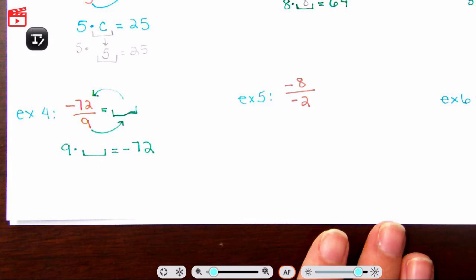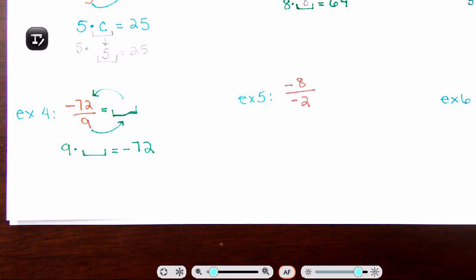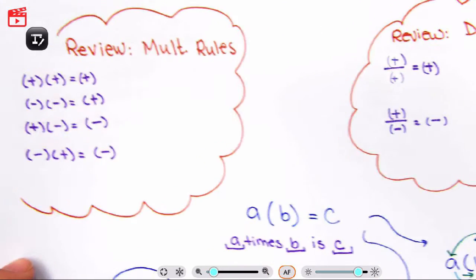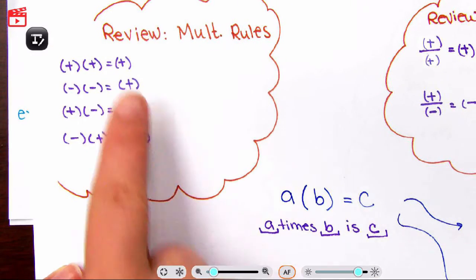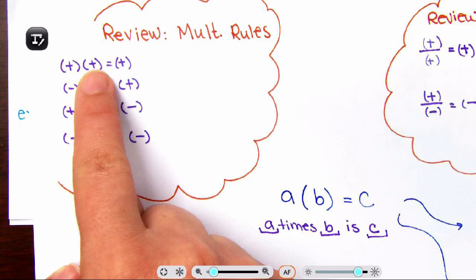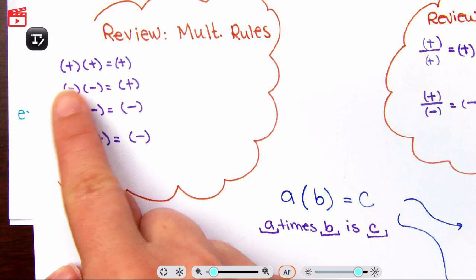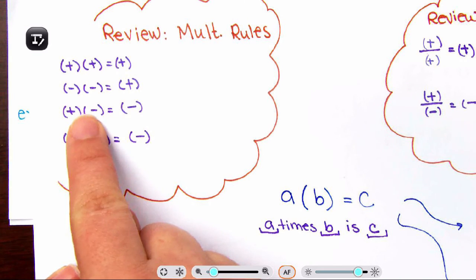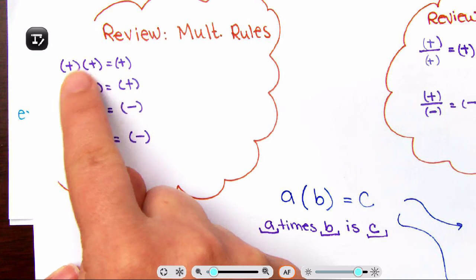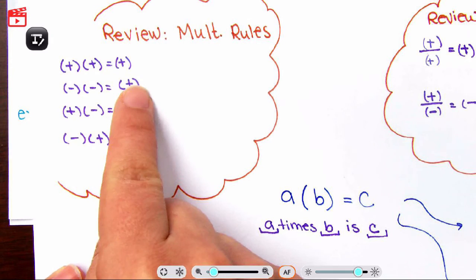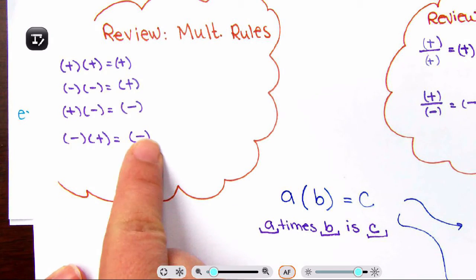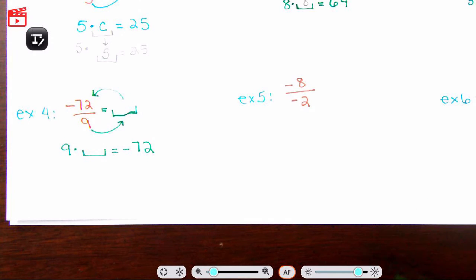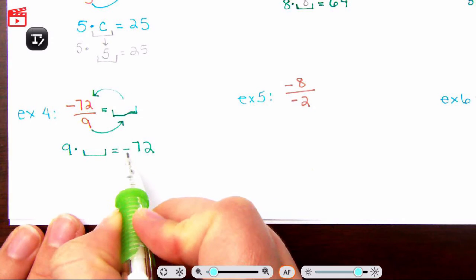I'm going to quickly show the multiplication rules. There it is. A positive times a positive is a positive. A negative times a negative is still a positive. If the signs are different, the answer is negative. If the signs are the same, the answer is always positive. So different, negative; same, positive. So do we have a negative or a positive answer? I have a negative answer.